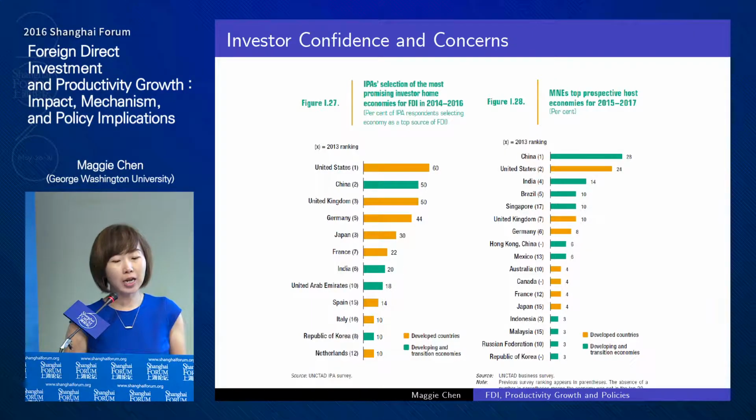But what about investors' confidence and concerns? According to the survey done by UNCTAD, the United Nations, China is considered both a top investor country going forward and the top recipient country of FDI going forward. So investors remain highly interested and confident in China in terms of both making investments and receiving investments.